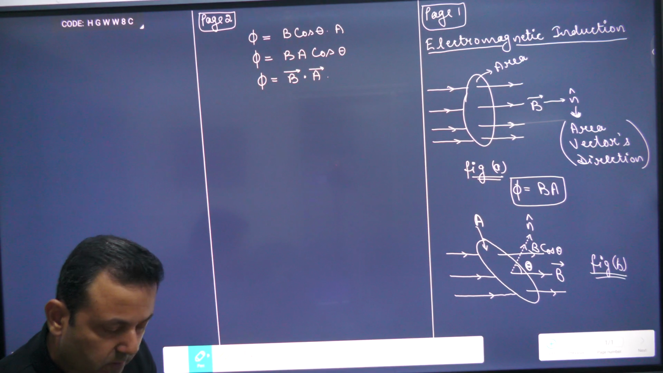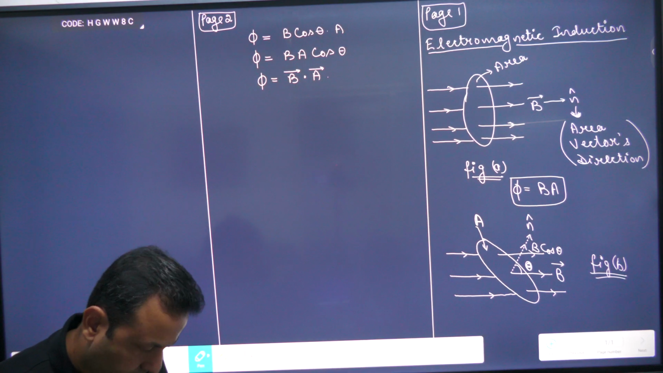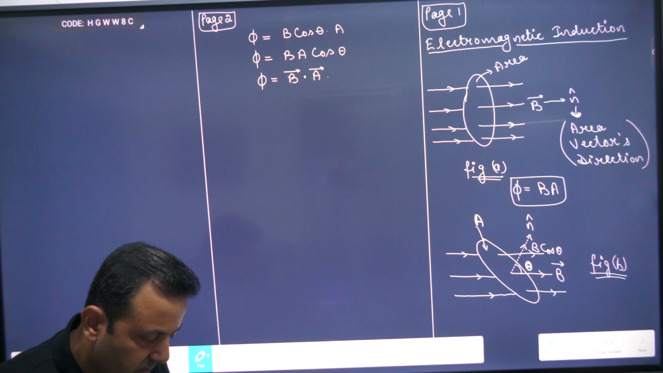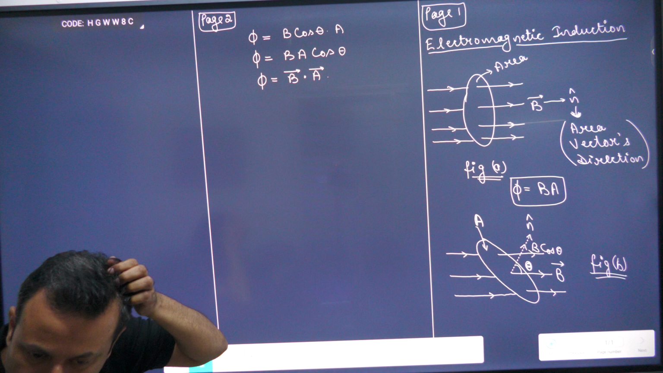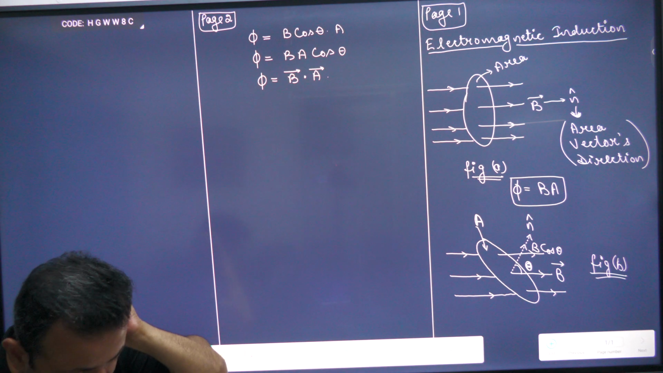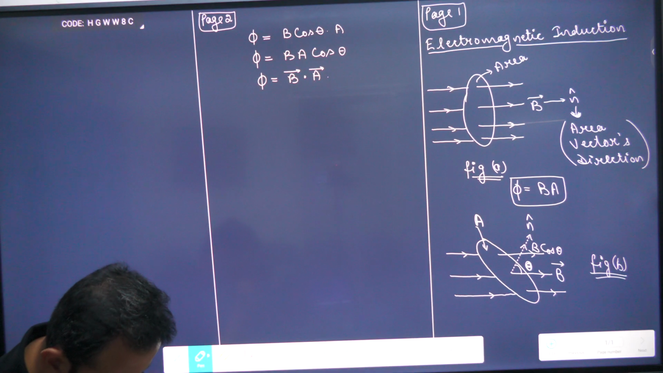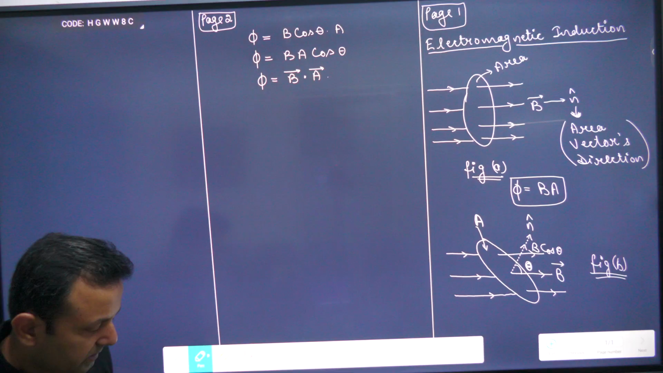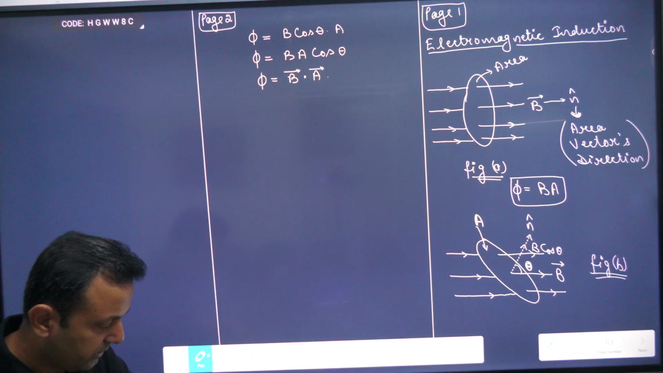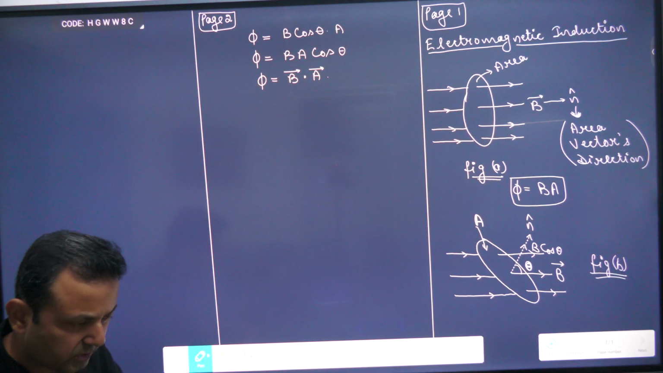Okay. Now the next topic is electromagnetic induction. What this topic says: the phenomenon of production of induced EMF and hence induced current due to a change of magnetic flux linked with a closed circuit is called electromagnetic induction.